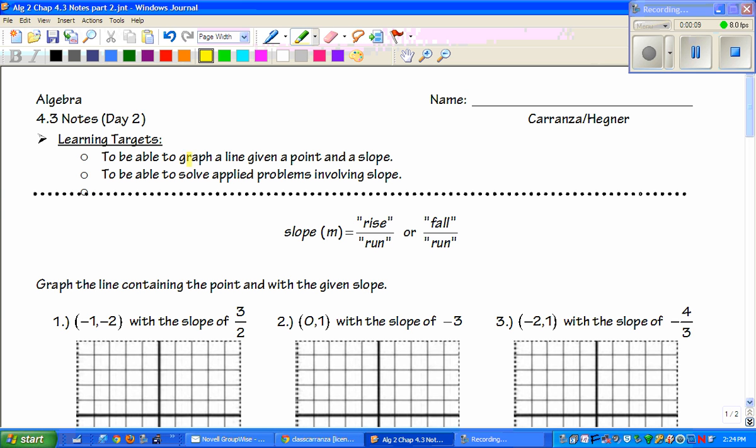Today our learning target is to be able to graph a line given a point and slope, and to be able to solve applied problems involving slope. So, let's go ahead and get started.